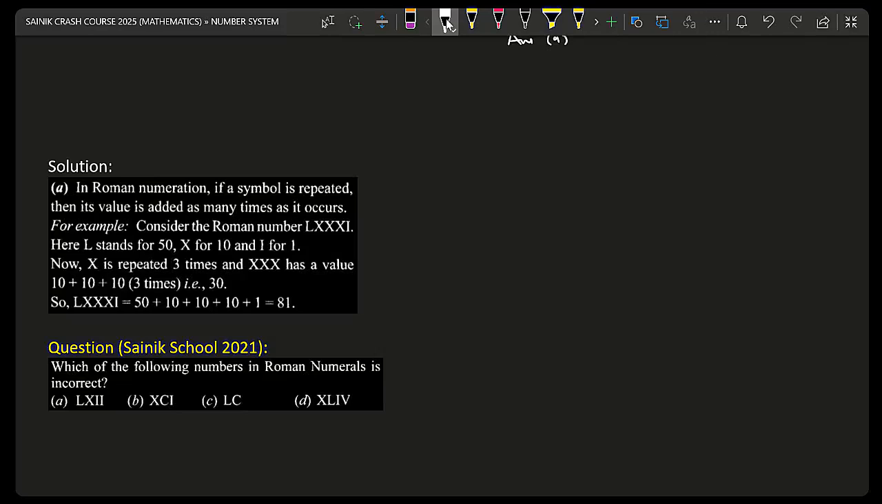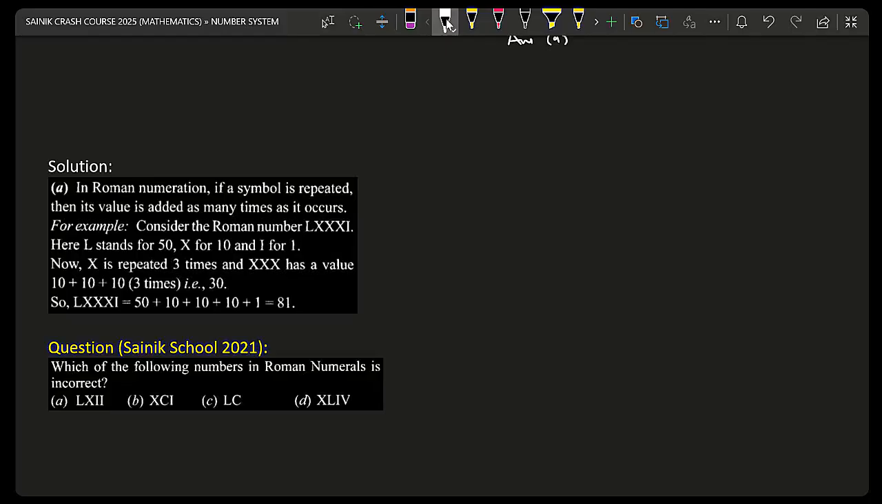Sir, 50 is smaller than 100, sir. Okay, 50 is smaller than 100. That's why we are subtracting 100 minus 50, and we are getting answer 50. What is the problem? Sir, can you say the exact reason why LC is wrong or incorrect?